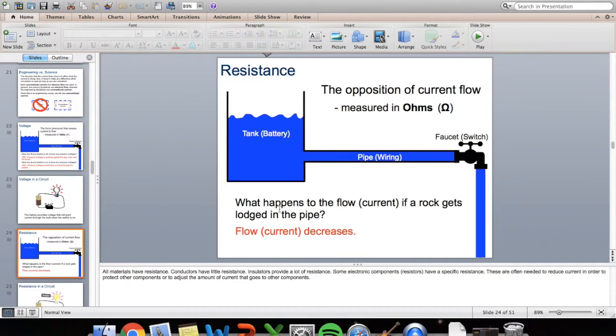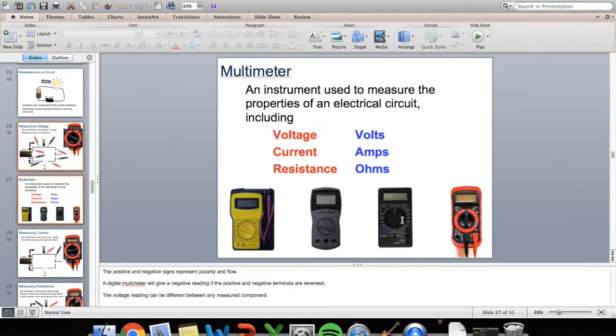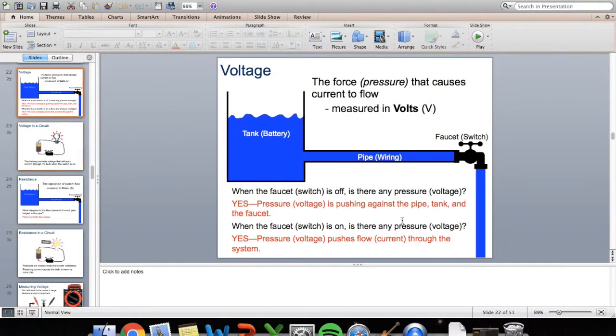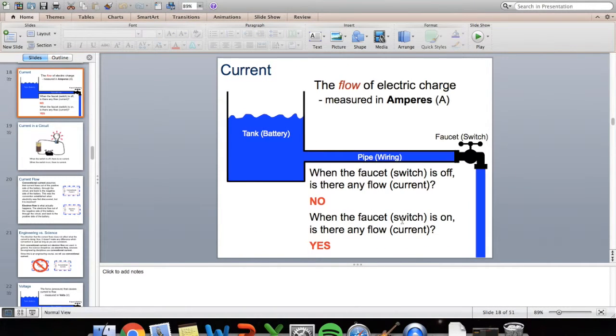You could think of it as what happens to the flow of the current if a rock gets lodged into the pipe. The current decreases. Now, do we have current on it? Did we skip current? Oh, here it is. Okay, this makes more sense now.